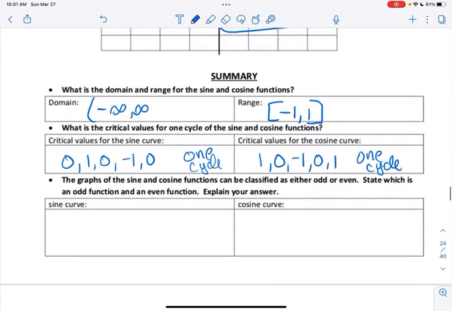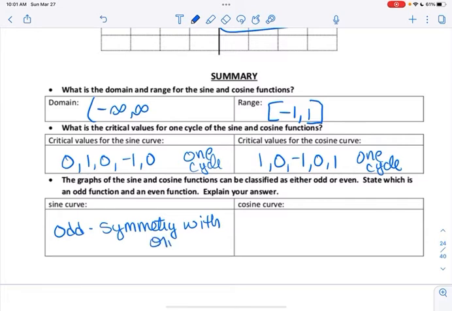Now this is something we haven't talked about in a while, odd or even. The sine curve is odd. Remember, it's odd if there's symmetry with the origin. If I was to take that sine curve and flip it upside down, it is symmetric. The cosine curve is an even function because it's symmetric with the y-axis. Symmetry with the y-axis.